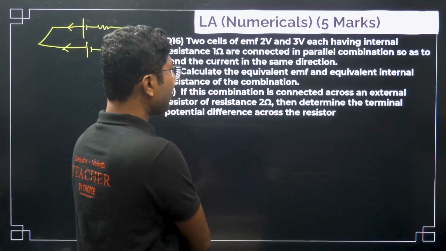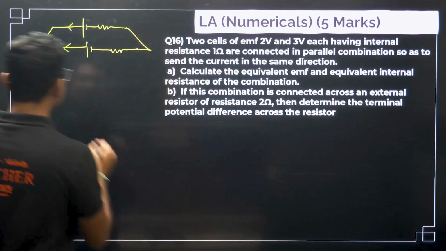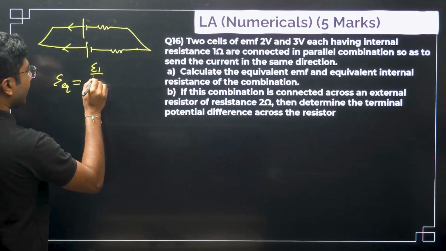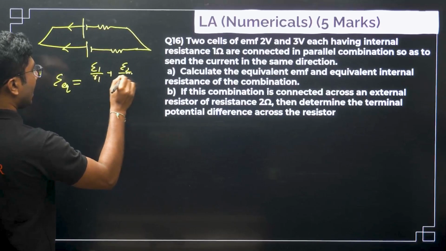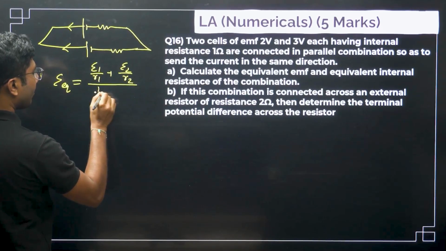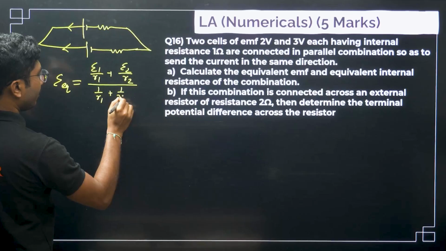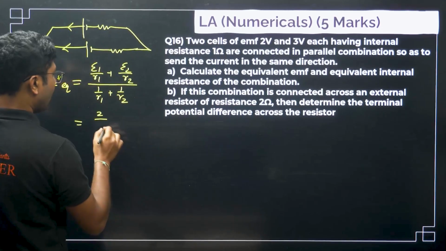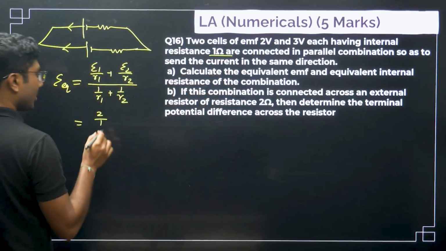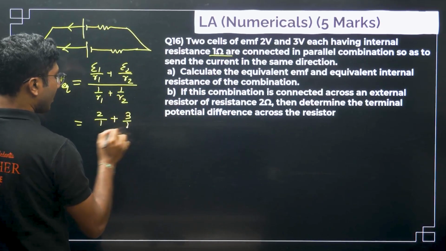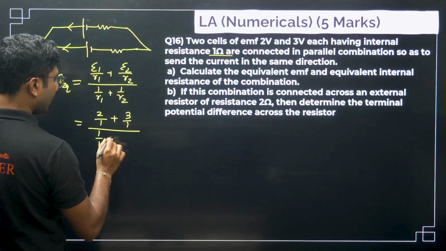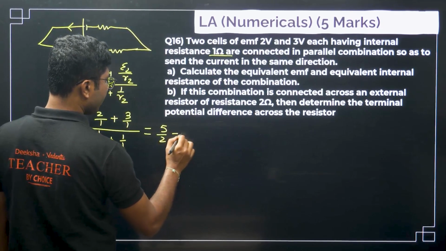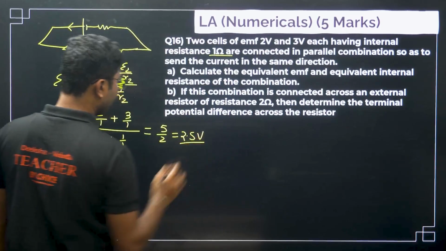Calculate the equivalent EMF and equivalent internal resistance of the combination. Equivalent EMF we already derived. For parallel combination, it is (epsilon 1 by R1 plus epsilon 2 by R2) divided by (1 upon R1 plus 1 upon R2). So let's see the values. 2 divided by 1, since each of them has internal resistance 1 ohm, plus 3 divided by 1, divided by 1 upon 1 plus 1 upon 1. So it will be 5 by 2, which is 2.5 volt. So this is the equivalent EMF.